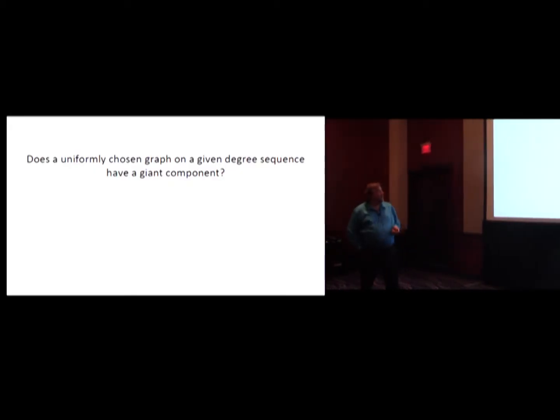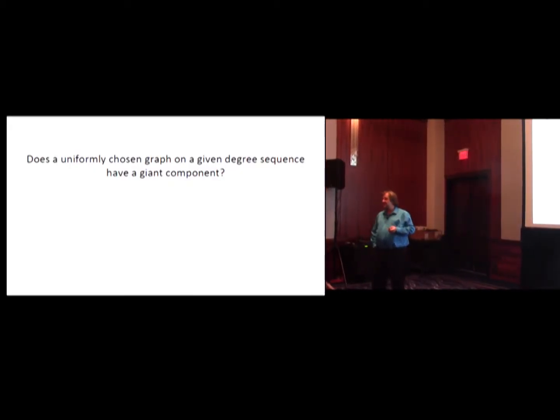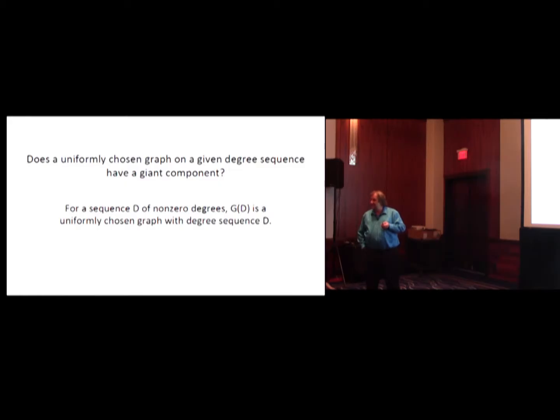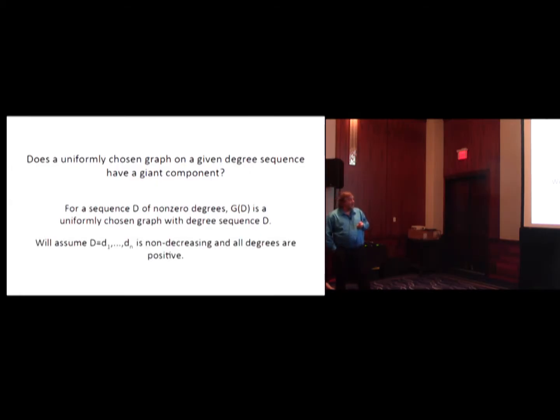Okay, so again, we're going to talk about a uniformly chosen graph on a given degree sequence. So I specify degrees d1 to dn, and I look at a graph where vertex i has degree di, and I take each one of these graphs with the same probability, which is equally likely. Permuting the labels doesn't change the probability you have a giant component, so we'll assume that the degrees are non-decreasing, and we'll also assume they're all positive, because if there are vertices of degree zero, you just throw them away and look at what's left. They have no effect on the giant component.